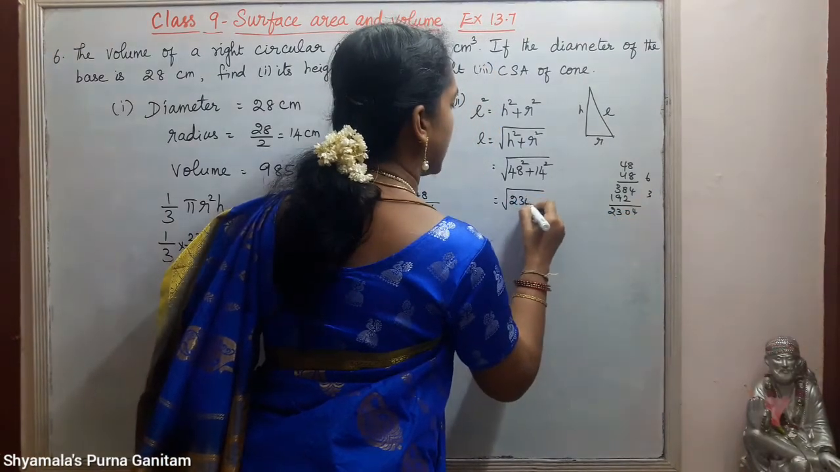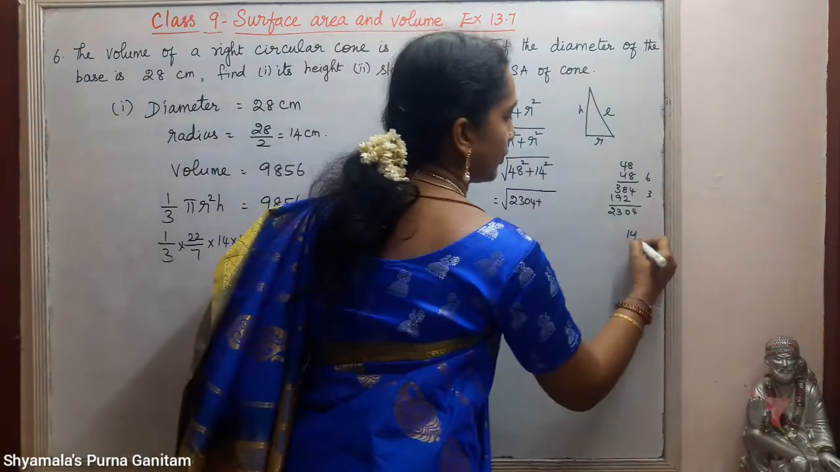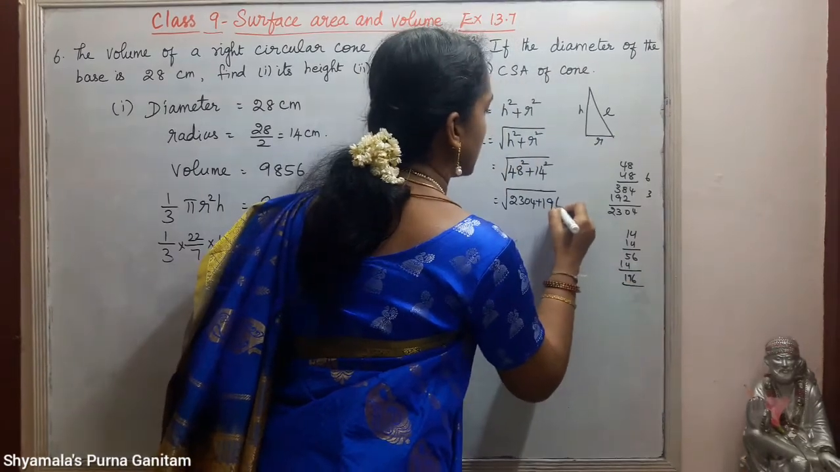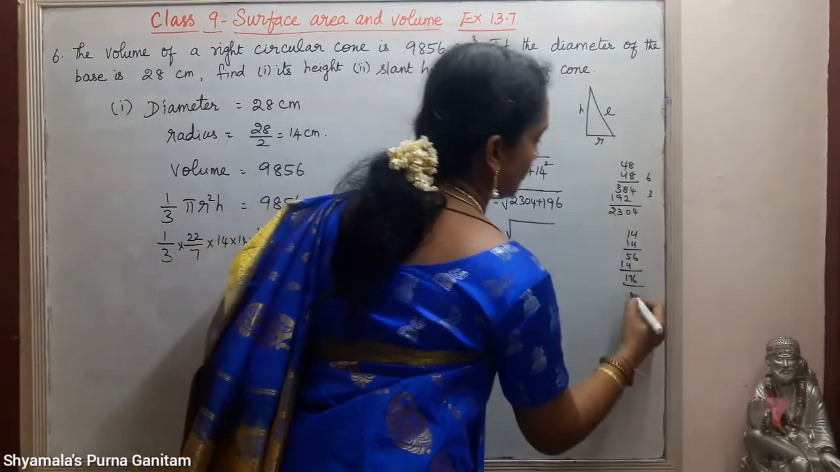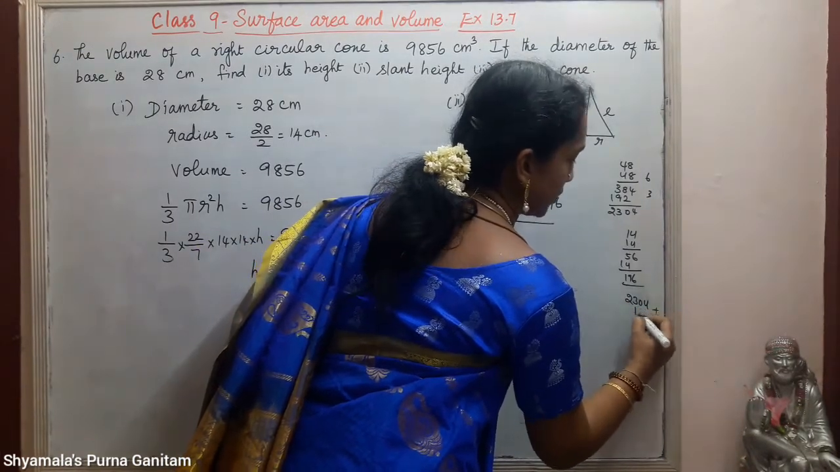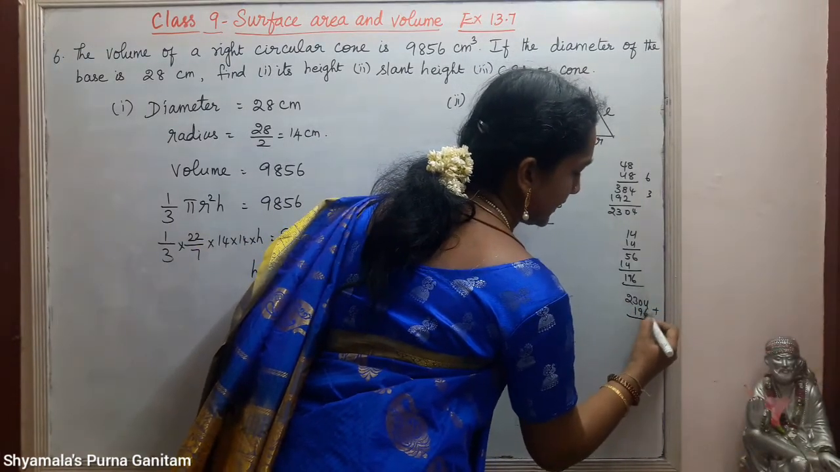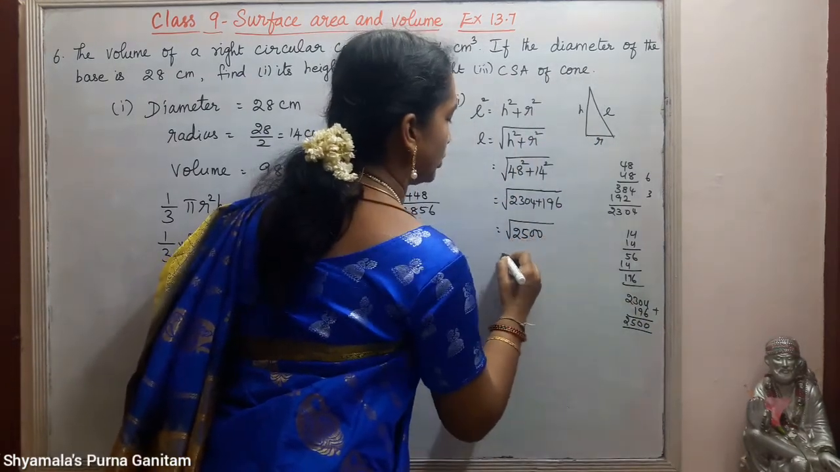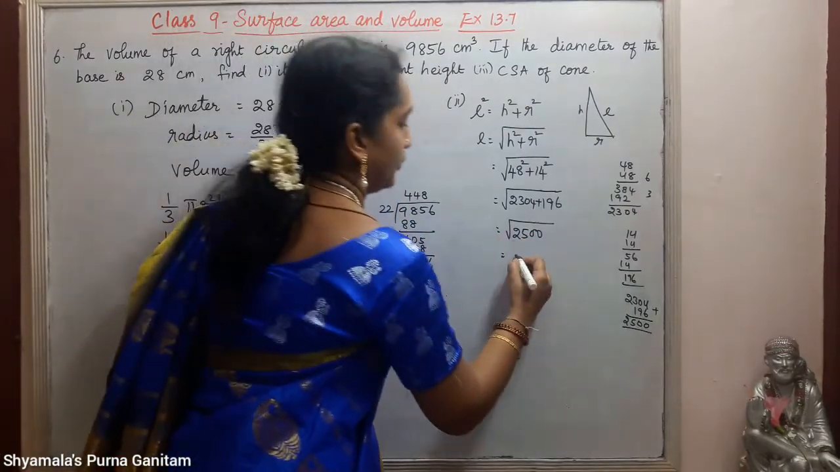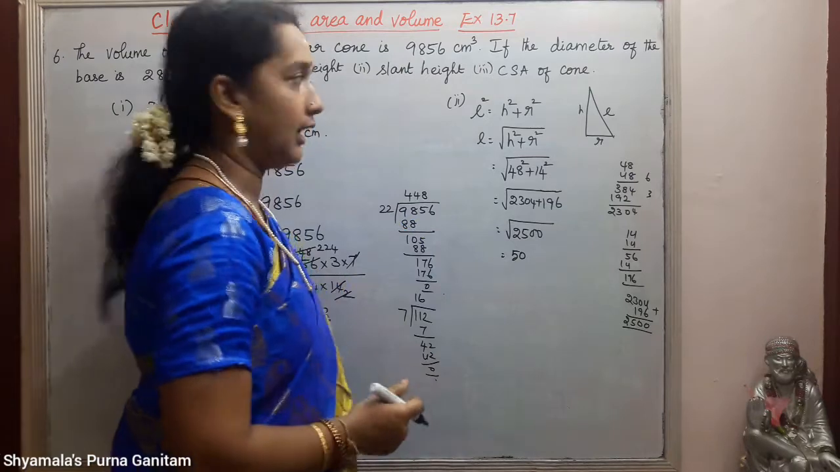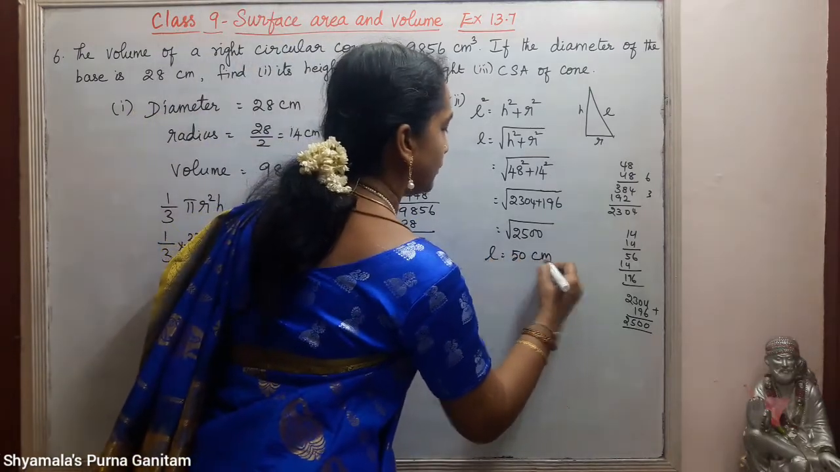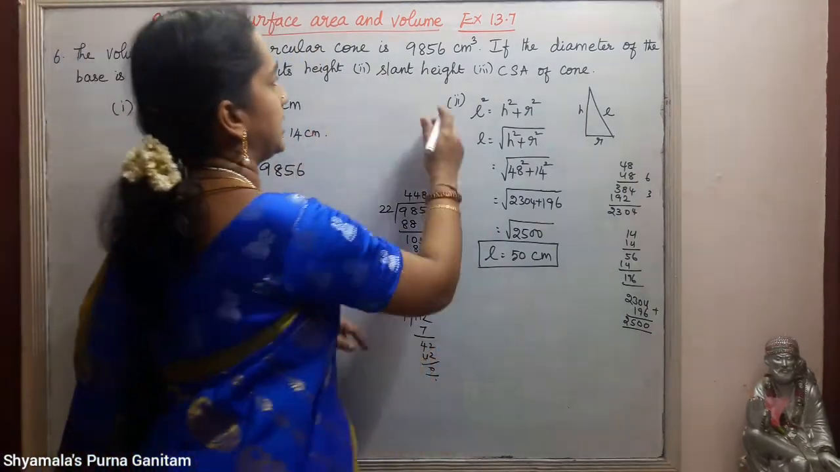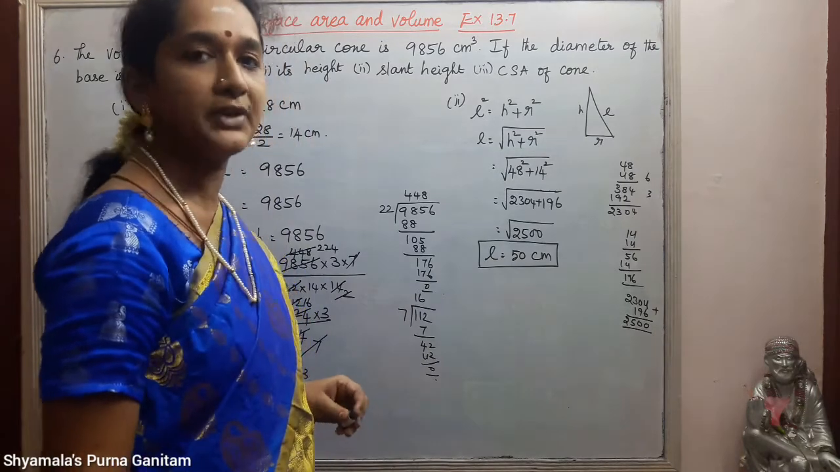2304, plus 14 into 14. 4 4s are 16, 56, so 196. So root of 2304 plus 196. So we will get 2500. Root 2500 is 50, since 50 into 50 is 2500. So we got the slant height as 50 centimeter. So the height is 48 centimeter and the slant height is 50 centimeter.